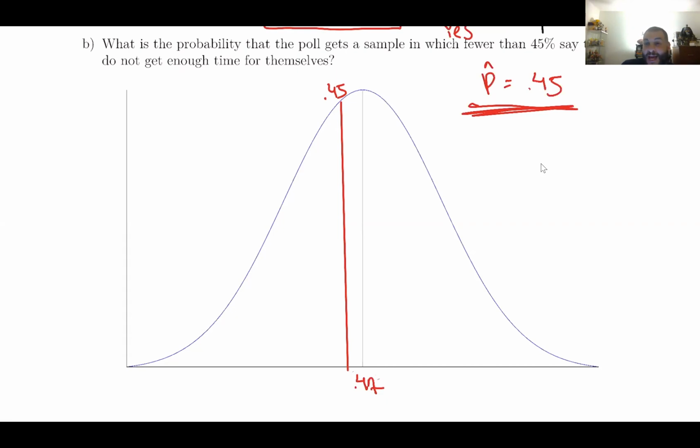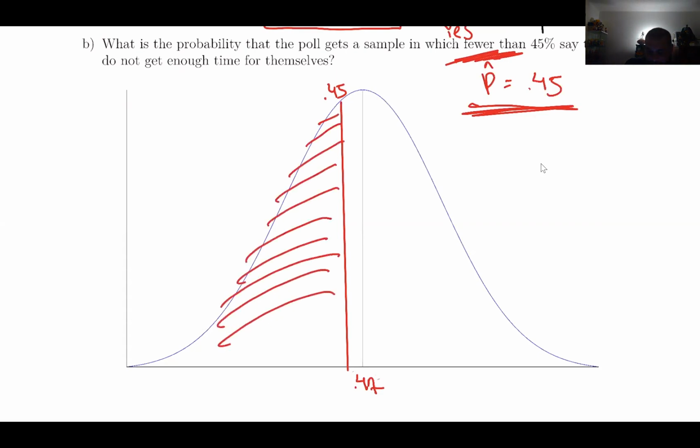Perfect. All right. And for this one, if you're looking for a keyword, the keyword here is fewer than, because fewer than means it should be smaller than 45. So shade the left side. All right. Everybody good on this shading?